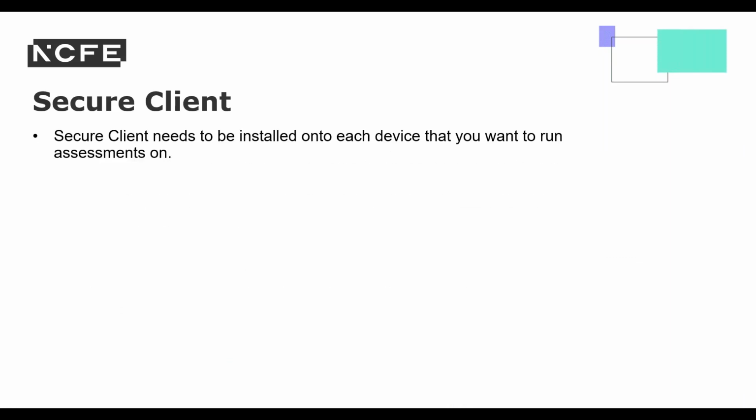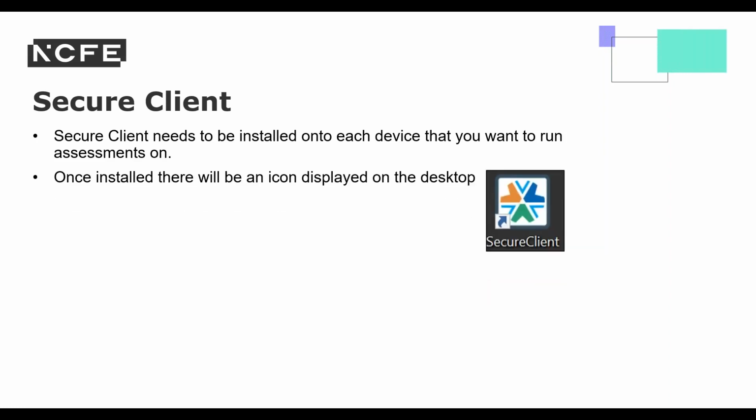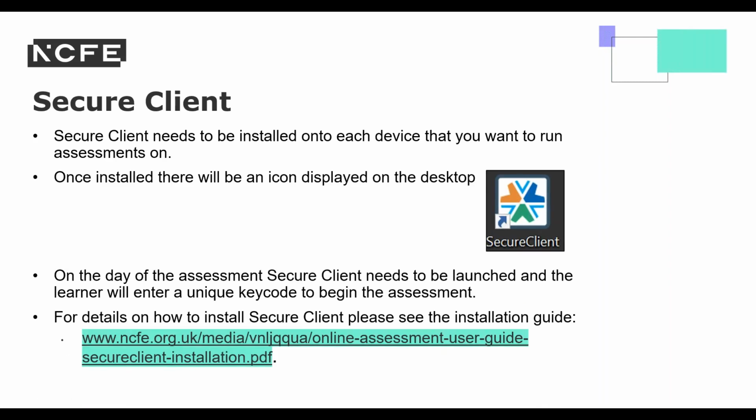Secure Client needs to be installed onto each device that you want to run the assessment on. Once Secure Client has been installed, there will be this icon displayed on the desktop. On the day of the assessment, Secure Client needs to be launched and the learner will enter a unique key code to begin the assessment. For details on how to install Secure Client, please do see the installation guide again on our website.